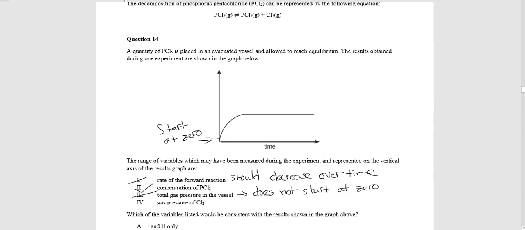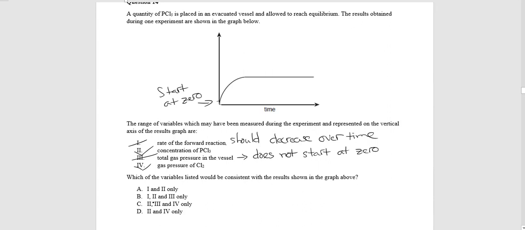Always keep in mind that questions that have to do with gases can always come up because it's something that you've learned. And the last one, gas pressure of Cl2. Now that is going to increase over time as well, very similar to concentration of PCl3, because you start at 0 and then it should increase until it reaches equilibrium. So I think the answer in this case is going to be 2 and 4.